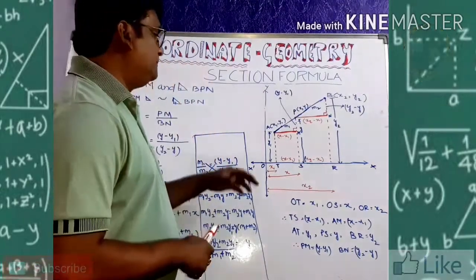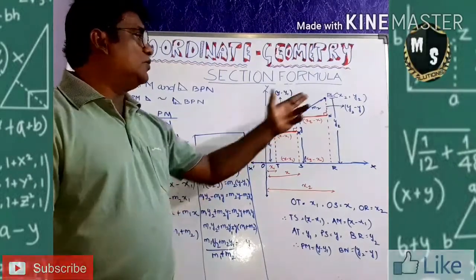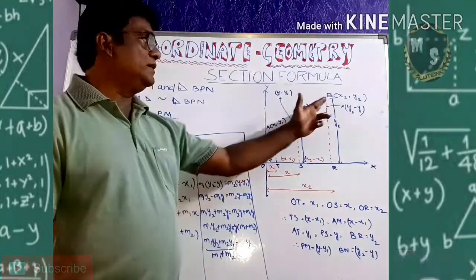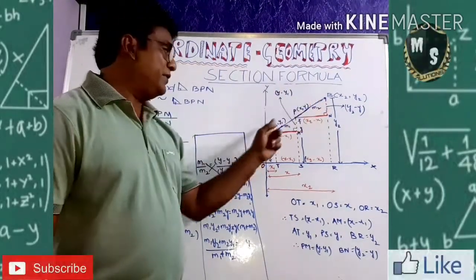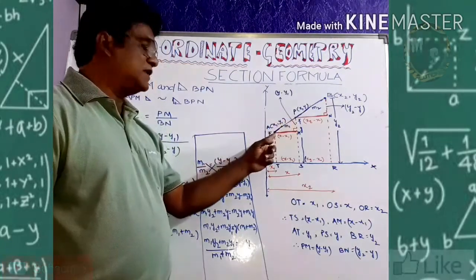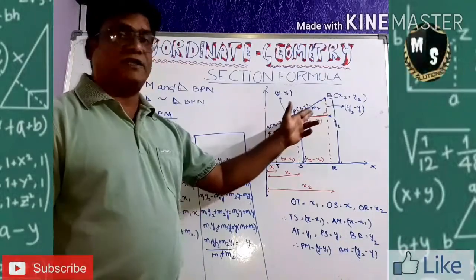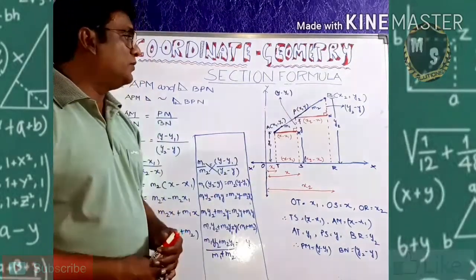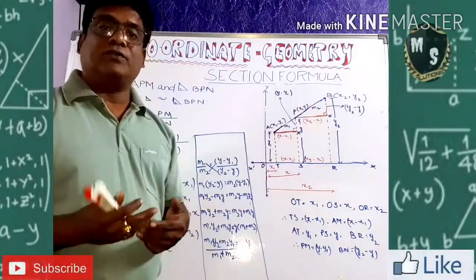So look at it. As I said, in the midpoint formula there are two points, A and B. When it was the midpoint, P was exactly in between A and B, in the middle. But now what is happening? P is a little bit towards A. So here the M1 and M2 ratio is 1:2. Now the point P may also be on the B side, and then it will be 2:1.